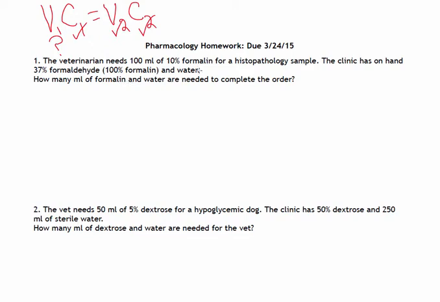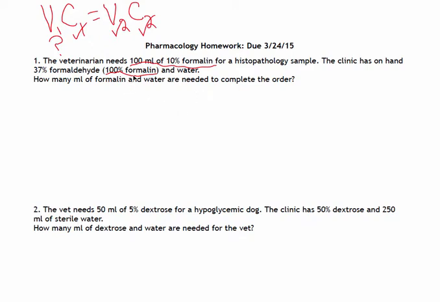Okay, so in this first problem, it says the veterinarian needs 100 milliliters of 10% formalin, and you are going to take this and probably collect a tissue sample and fix it to preserve it for a pathologist to look at and see if there's an issue with the tissue that can be diagnosed by looking at that preserved sample. And you have a stock solution that is identified as 100% formalin.